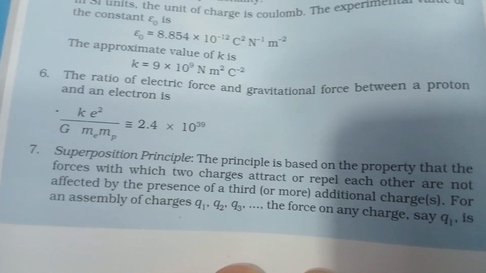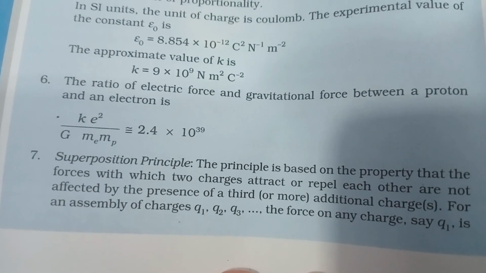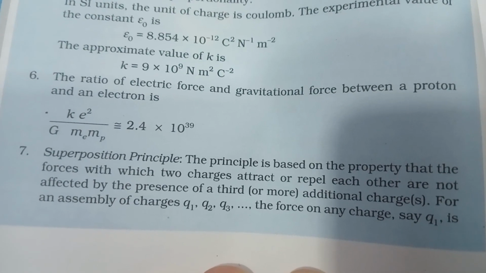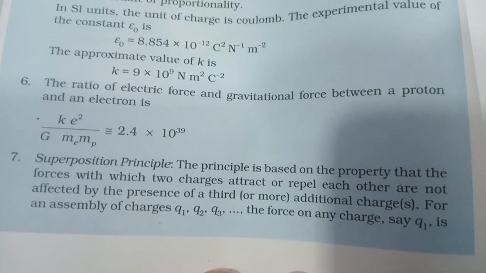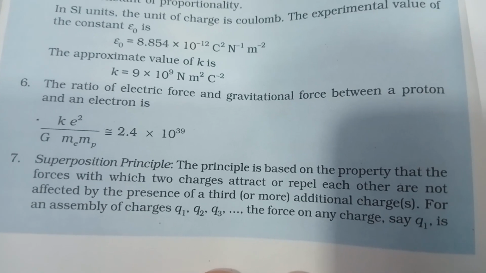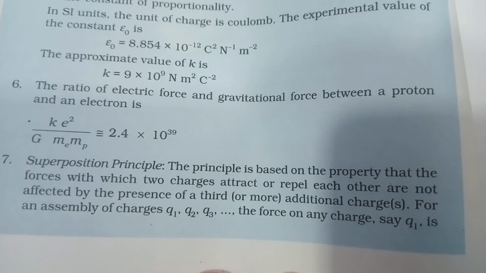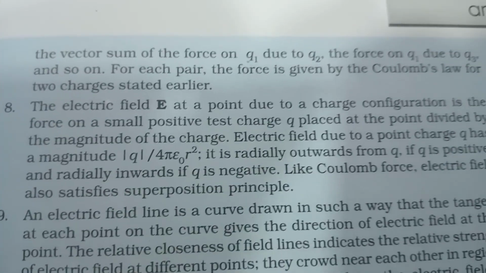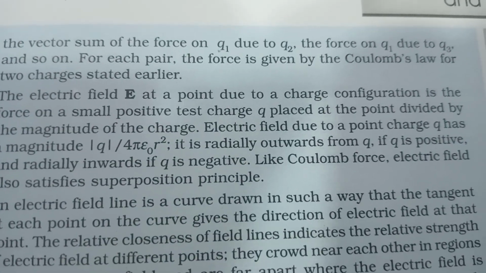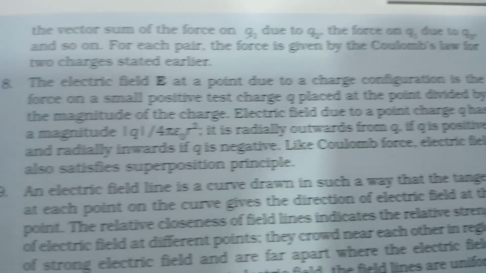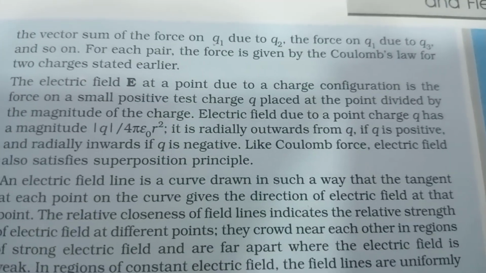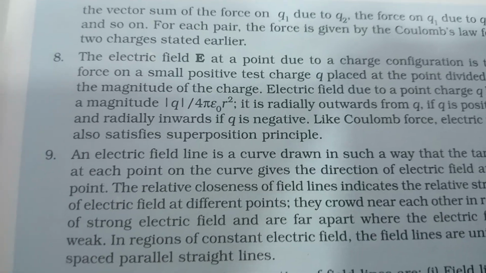Superposition principle. The principle is based on the property that the forces with which two charges attract or repel each other are not affected by the presence of a third additional charge. For an assembly of charges q1, q2, q3, the force on any charge, say q1, is the vector sum of the forces on q1 due to q2 and forces on q1 due to q3 and so on. For each pair, the force is given by Coulomb's law for two charges stated earlier.